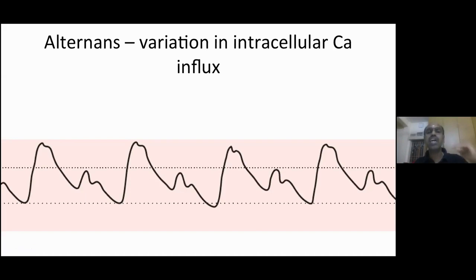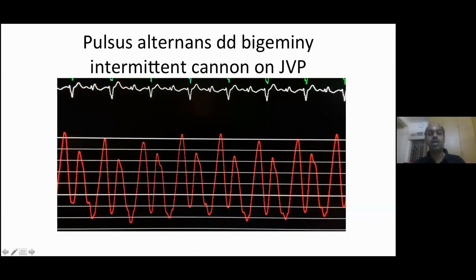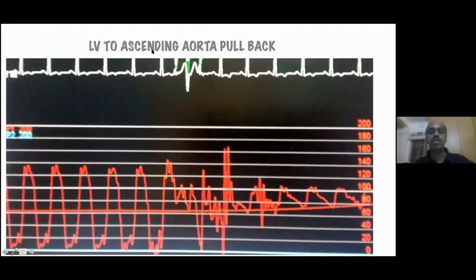It's a very high systemic vascular resistance. Pulsus alternans needs to be differentiated from pulsus bigemini, which is caused by ventricular bigemini, and this is clinically differentiated by intermittent cannon waves on the jugular venous pulsations on clinical examination.